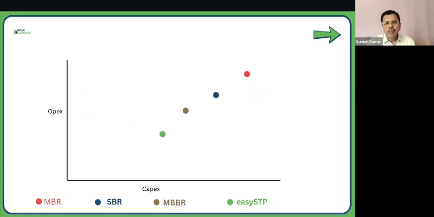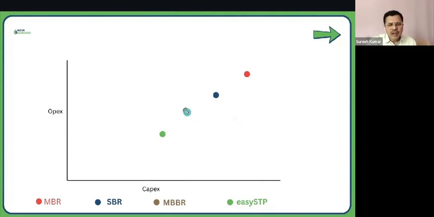Because it gives you best quality water. Followed by SBR. SBR will cost you less than MBR, but more than MBBR, but will give you better quality water, especially for municipal applications.